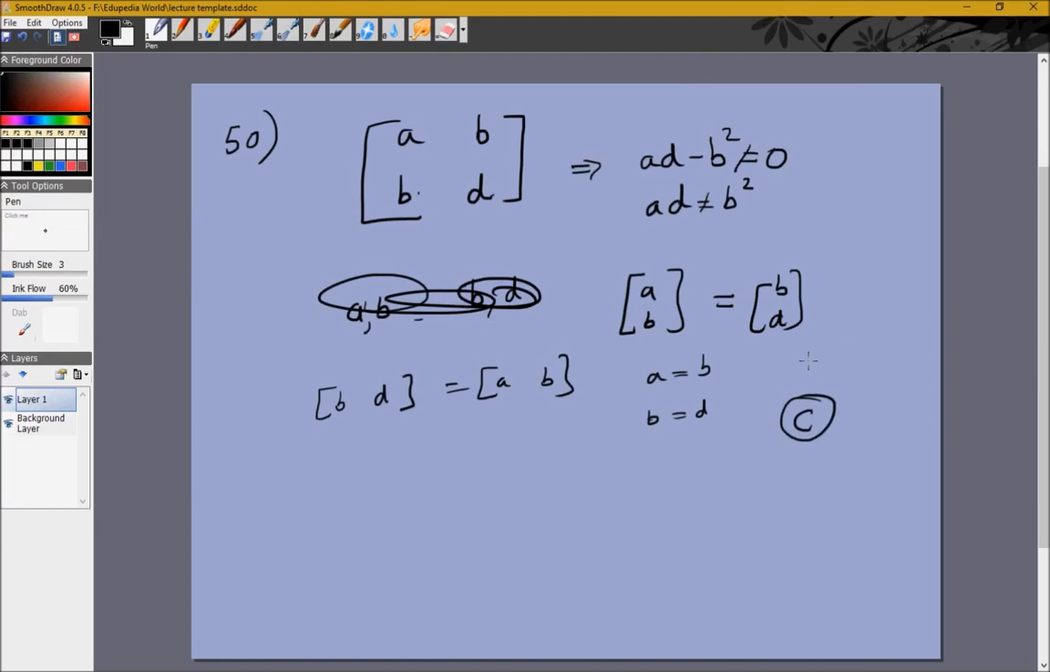And D option says the product of entries in the main diagonal is not the square of an integer. If the product of entries in the main diagonal is not the square of an integer, AD is not equal to B square, which means the determinant is not 0 and it is invertible. So D is also correct. So the answer to this question is option C and option D.